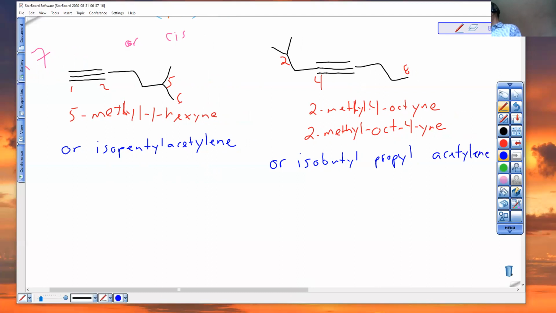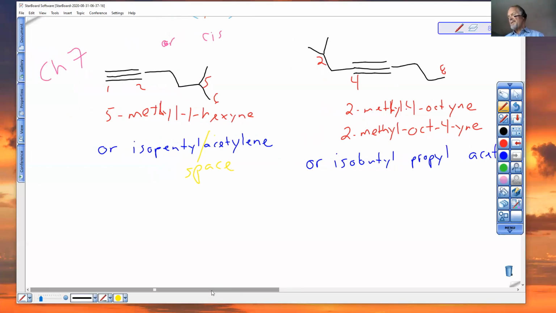E's are also tricky. Should be a more noticeable space in there. No comment. I don't grade such things very harshly. In fact, if you had one word there for that first one, I wouldn't take any points off. Okay, that's chapter 7.